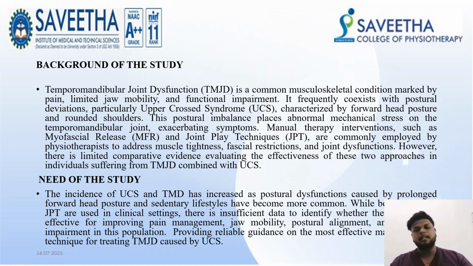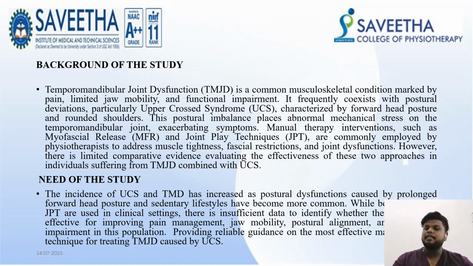Next, background of the study. In this background, temporomandibular joint dysfunction is basically a musculoskeletal condition marked by pain, jaw mobility, and functional impairment. It frequently exists with postural deviation, particularly upper cross syndrome, characterized by forward head posture and rounded shoulders also. Rounded shoulders, as we have already seen in upper cross syndrome, mean there is a tightness and weakness of the opposite muscle groups.